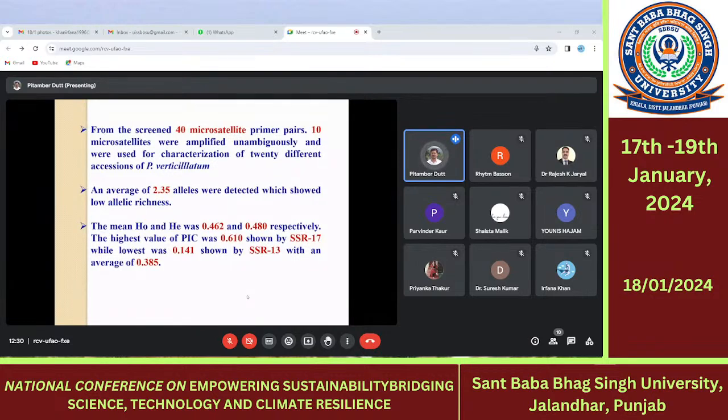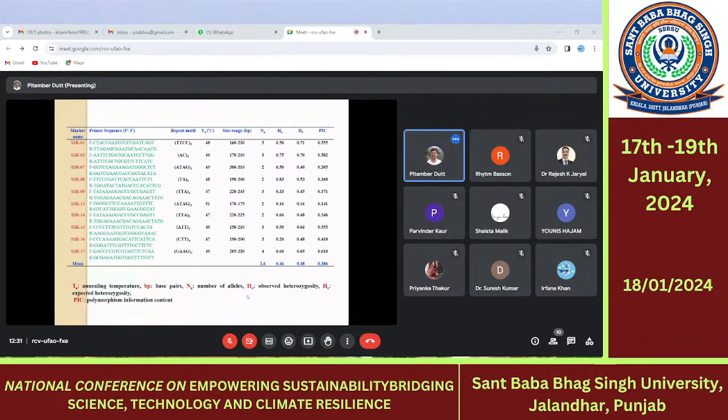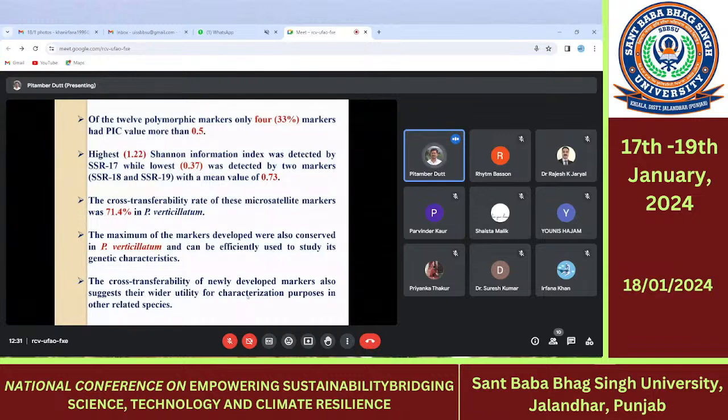The highest value of the PIC was 0.610, shown by SSR 17, while the lowest was 0.141, shown by SSR 13, with an average of 0.385. These are the sequences of the primers which were used for the amplification work. And of the 12 polymorphic markers, only 33% of markers had a PIC value more than 0.5.